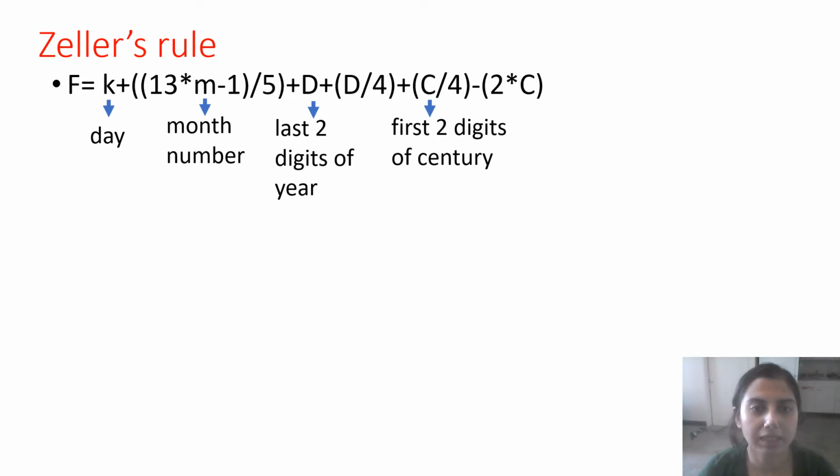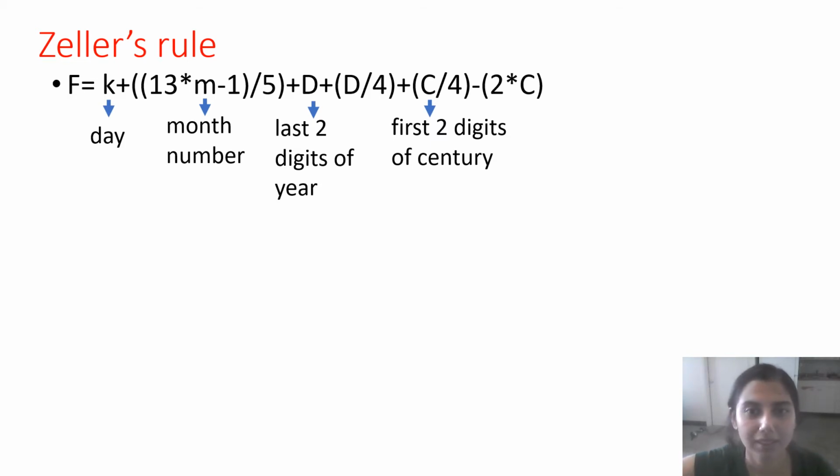We have to take the last 2 digits of the year. So for 2020, the last 2 digits would be 20. For 2021, the last 2 digits would be 21. And then we have to take the first 2 digits of the century. So if it was 1920, the first 2 digits of the century would be 19. If it is 2020, the first 2 digits of the century would be 20.